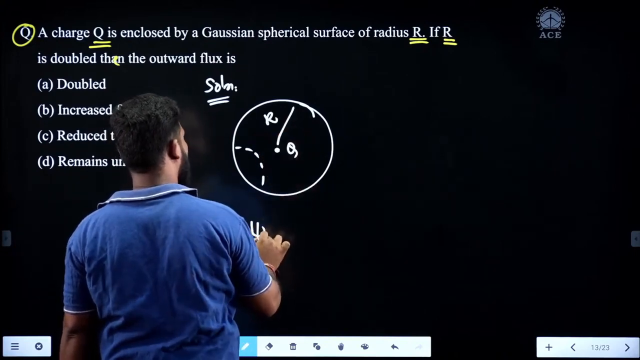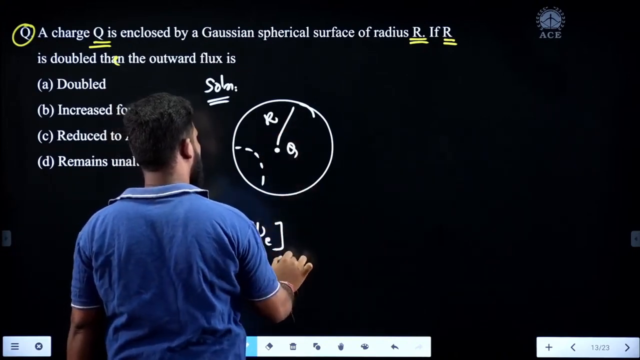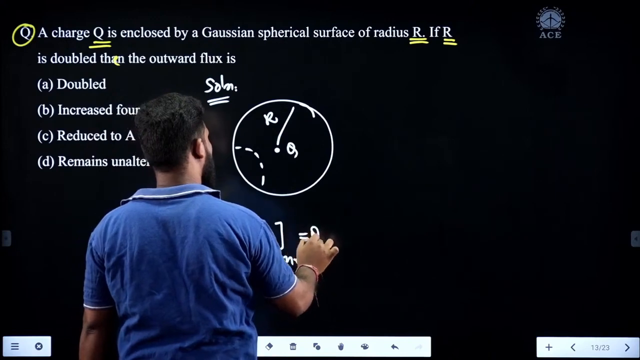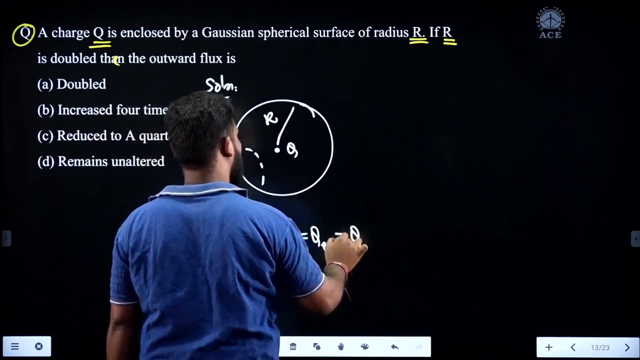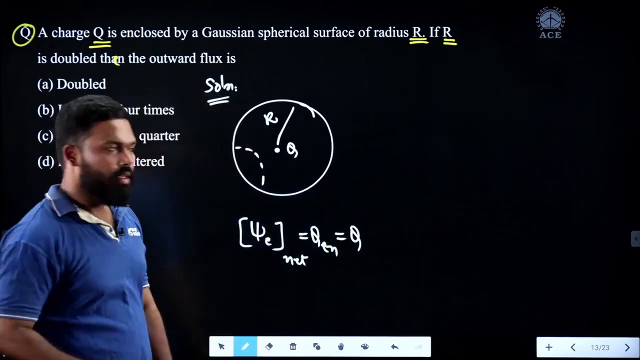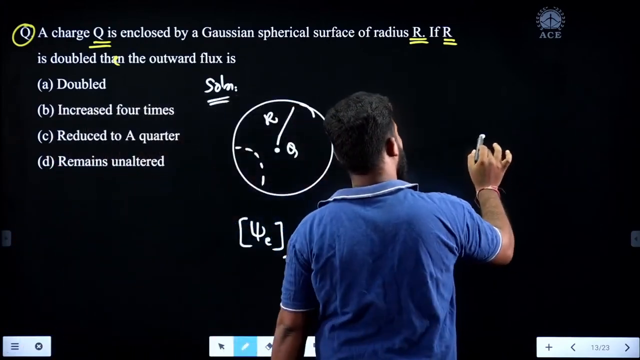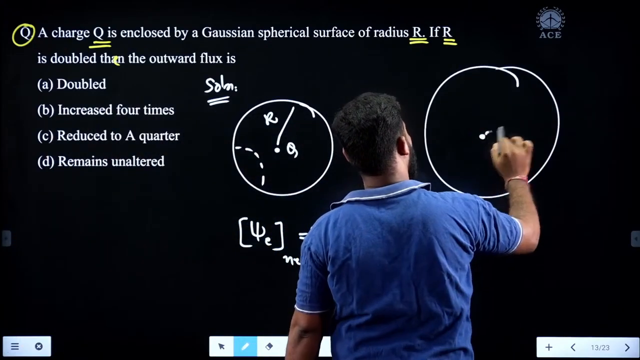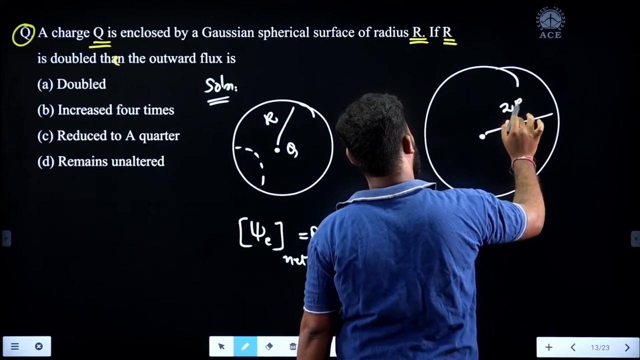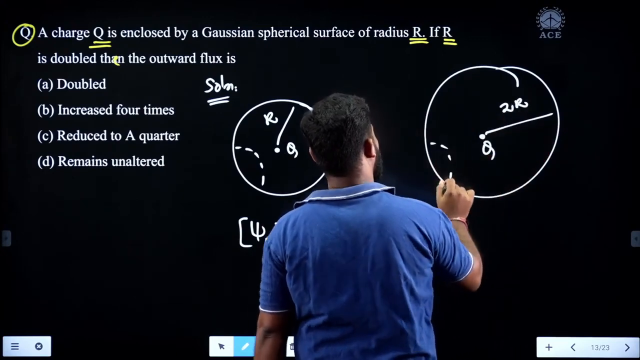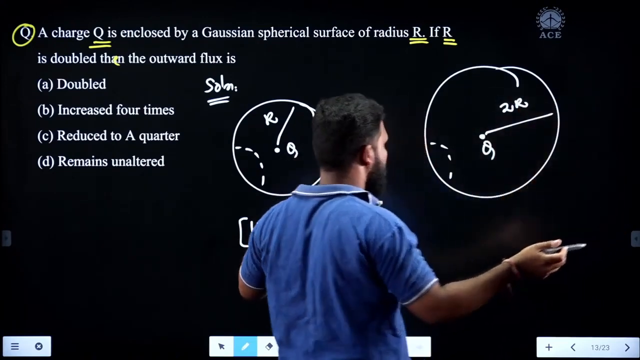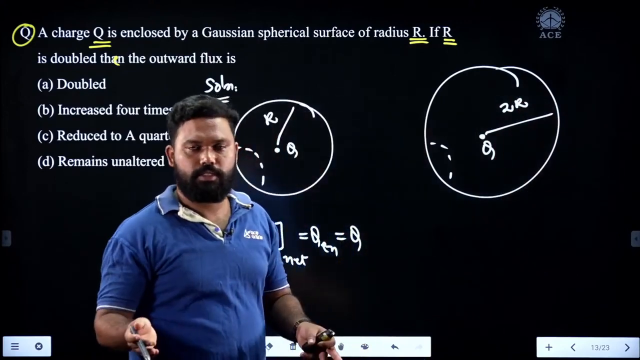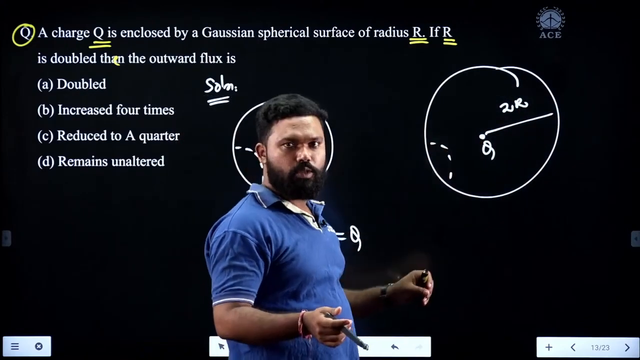So what is the net electric flux here? Net electric flux is equal to charge enclosed. What is the charge enclosed by this one? Q charge. Now what you are doing in the second case, you are enclosing this one with the bigger sphere whose radius is 2r. There is a charge here. So the flux coming out of this one does not depend on the Gaussian surface. It depends only on the charge enclosed.